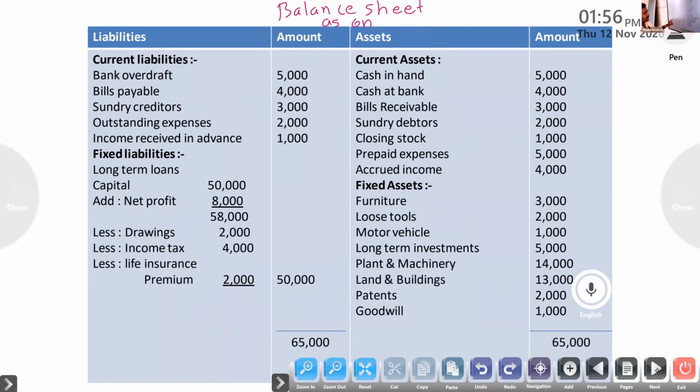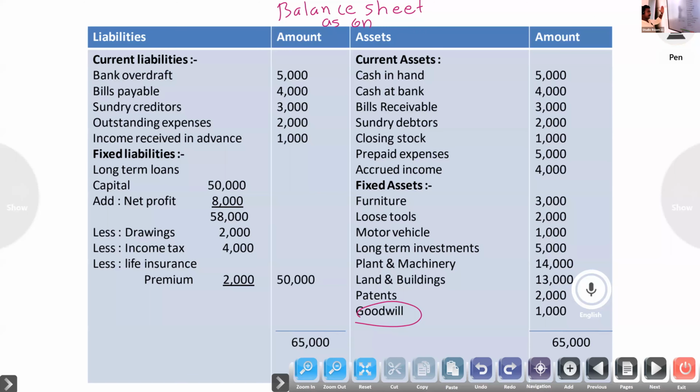So in the order of liquidity means current assets first, followed by fixed assets. Assets which can be easily converted into cash are written first, followed by other assets which cannot be easily converted into cash. Goodwill will be the last item. Goodwill, patent, intangible assets, no value. If you are getting super profit, we are assuming that we have some amount of goodwill.